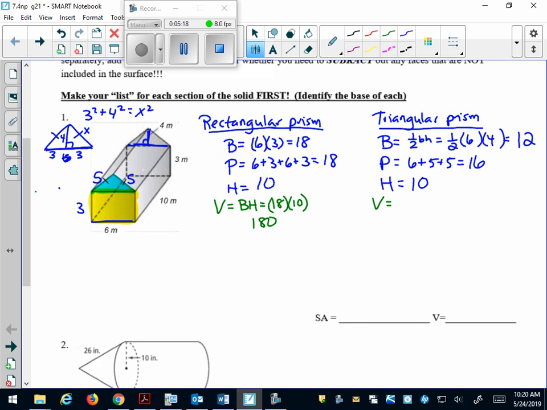Volume of the triangular prism, again, still a prism, so BH. We've got 12 times 10, or 120. If I want the volume of the entire solid, what do I do with these two things? Add them together, and the total volume is 300. And since it's volume and it's meters, it's what kind of meters? Cubic meters.